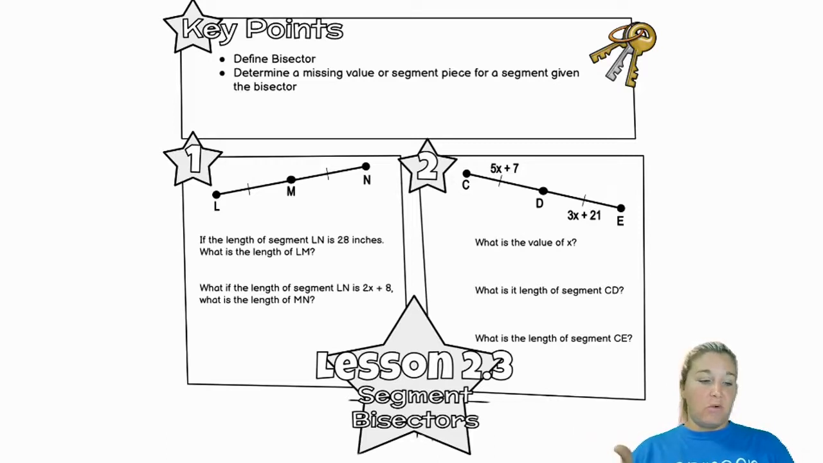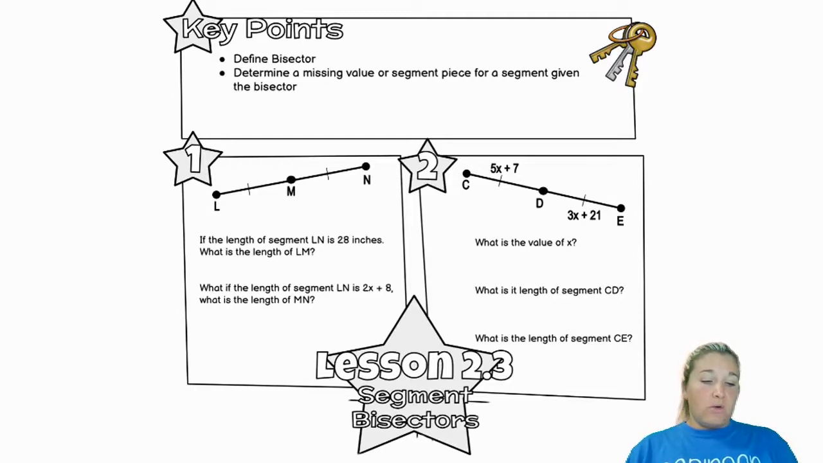So that's our first key point, is to be able to determine that. So make sure that you understand if you ever see that word bisecting, you have to automatically know that it cuts it in half, not just intersects. So not just touches it or crosses through. It cuts it exactly in half. And then you're also going to determine either a missing value or a segment length from some of these problems based on the fact that you know it's a segment bisector.